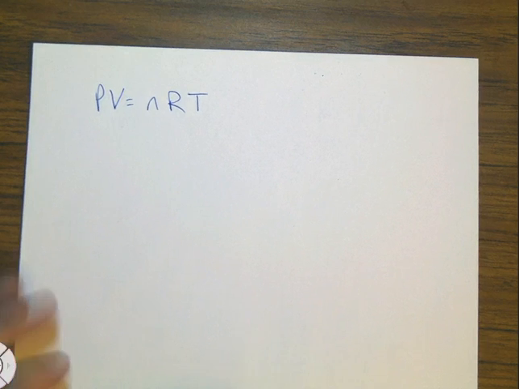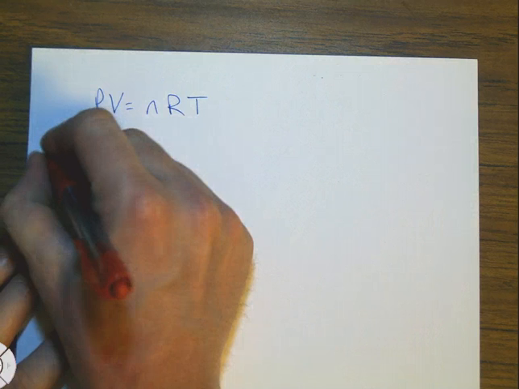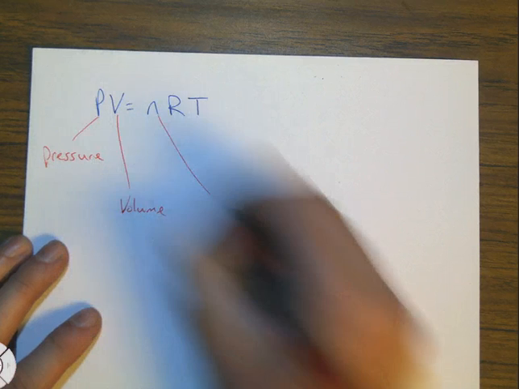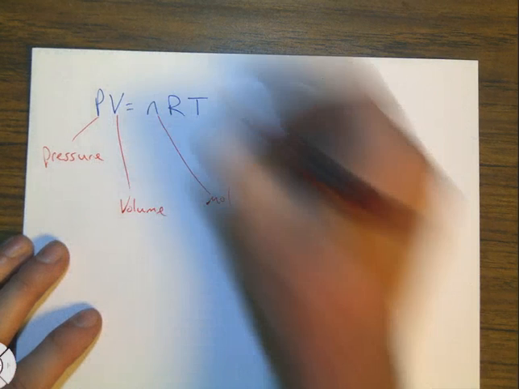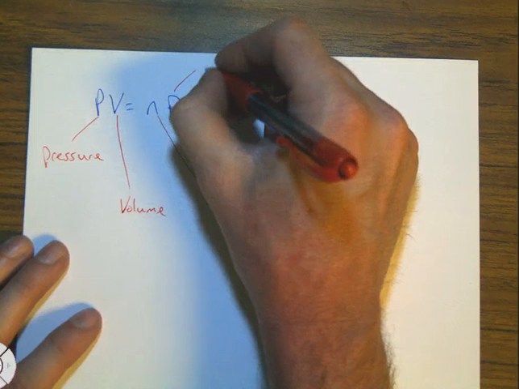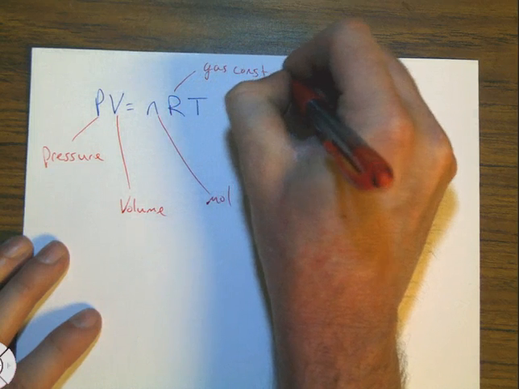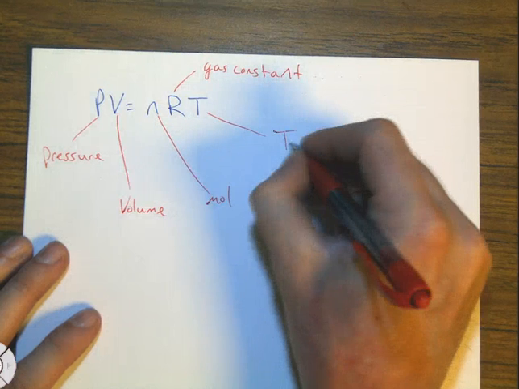So, what do these variables represent? Of course, P is representing our pressure of the system. V, of course, is our volume. N is how much stuff is there, which is moles. And R is a thing we call the gas constant. T is temperature, of course. I'm just going to abbreviate it temp.